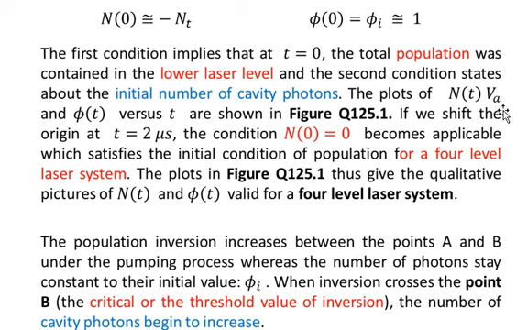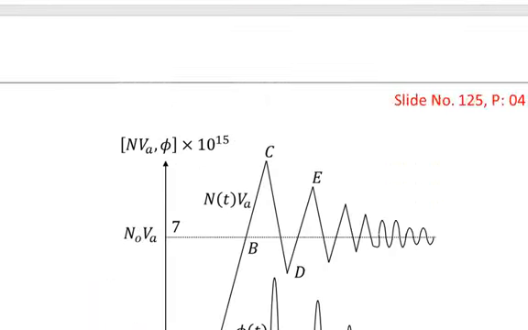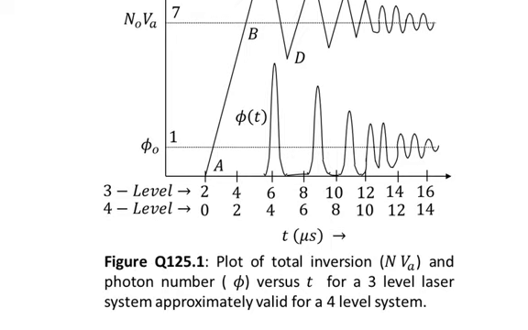Now we are going to discuss the plot of N as a function of time multiplied by VA, that is N of t times VA, and the plot of phi of t. The plots of both of these quantities versus time are shown in figure number 1. So let me show you. This is figure number 1. The caption of the figure is: plot of total inversion N times VA and the photon number phi versus time for a 3 level laser system, approximately also valid for a 4 level laser system.